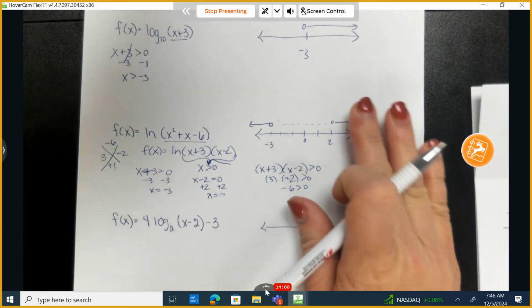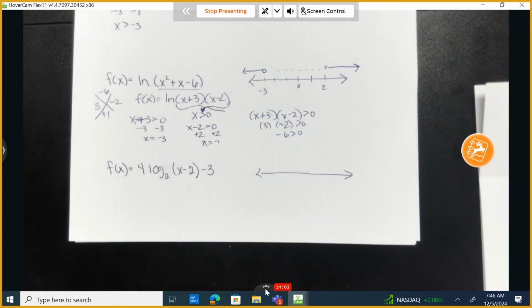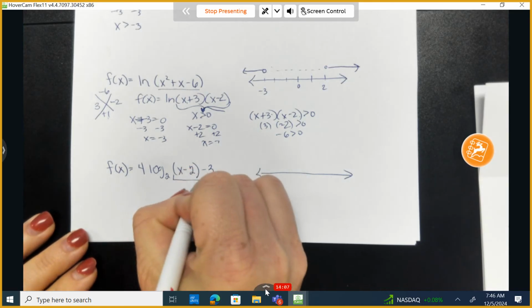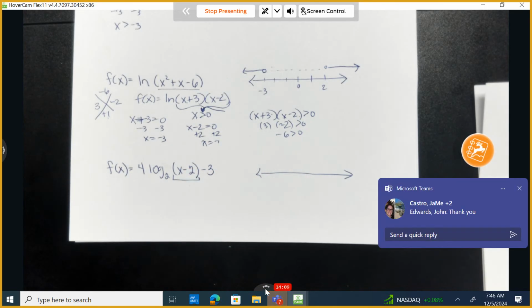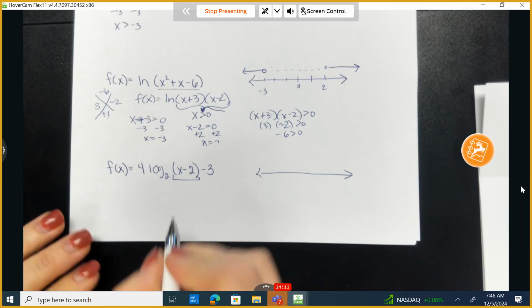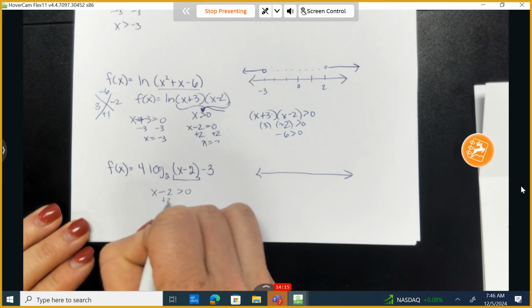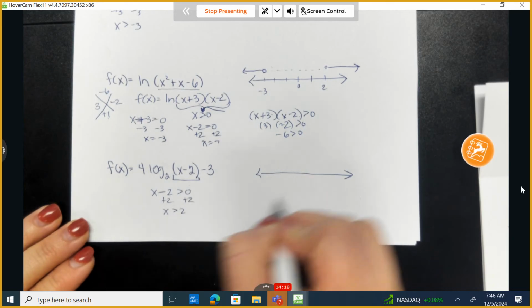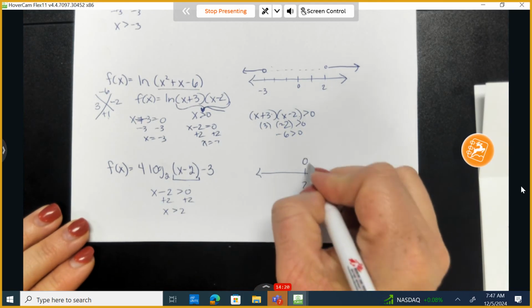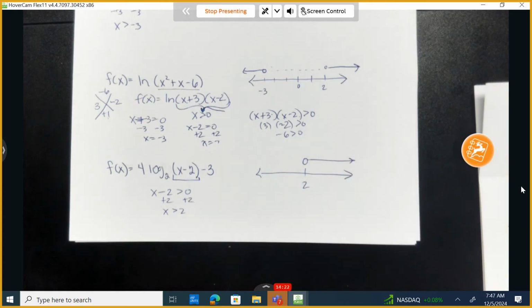Next one looks pretty complicated because we have numbers in front of the logs and we have numbers in back. But when we focus on the domain, we're only focused on this value right here. It's directly what's behind the base of the log. And so what I'm going to do is take x minus 2. I'm going to set it greater than 0, adding 2 to both sides. I have x is greater than 2. Here's my 2. I have a circle, and to the right.